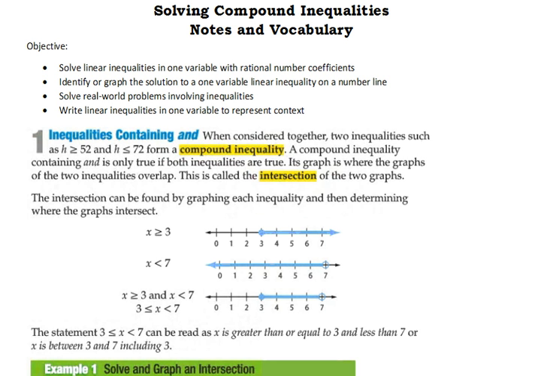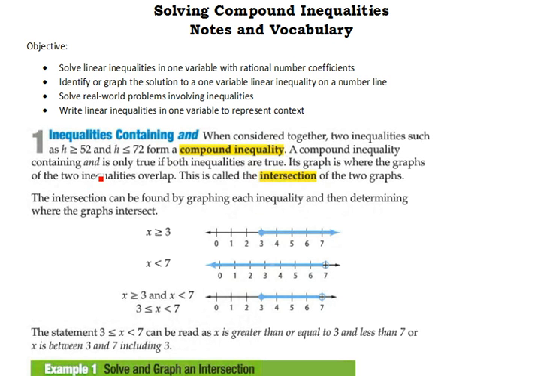Okay, objectives are still to solve, identify and graph, solve real world problems, and write linear inequalities. Now we're just looking at actually solving two inequalities together. When considered together, two inequalities form a compound inequality. It contains "and" and it also contains "or", but we're going to look at the "and".